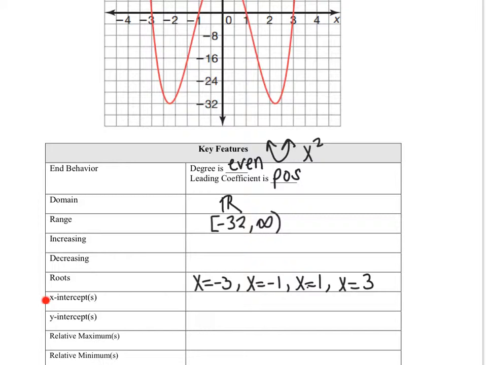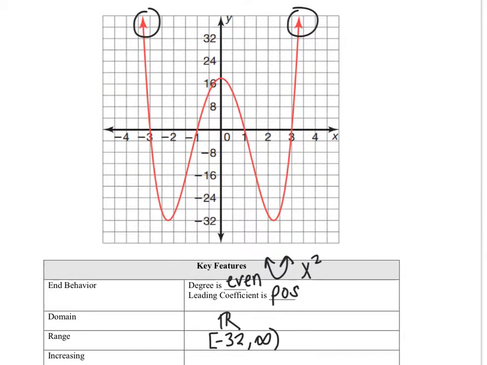Now x-intercepts are points. So we can write that. They're always points where the graph crosses the x-axis. So it would just be (-3, 0), (-1, 0), (1, 0), and (3, 0). And look, these are very clear to be seen. They're right here. Here's this point, (3, 0). This point, (1, 0). (-1, 0). And (-3, 0). Okay, those are the x-intercepts.